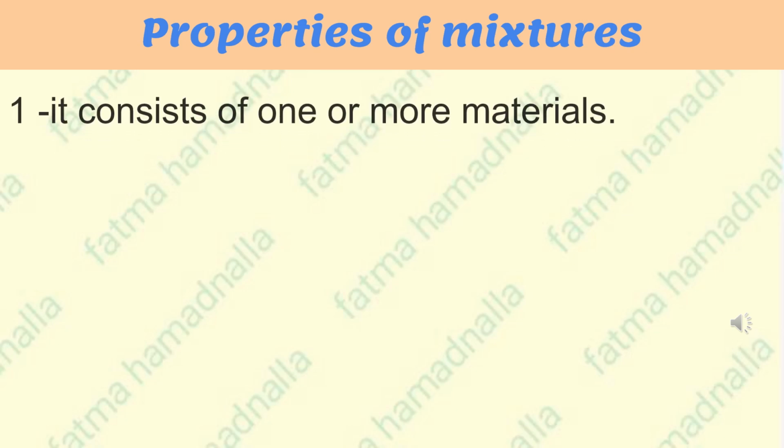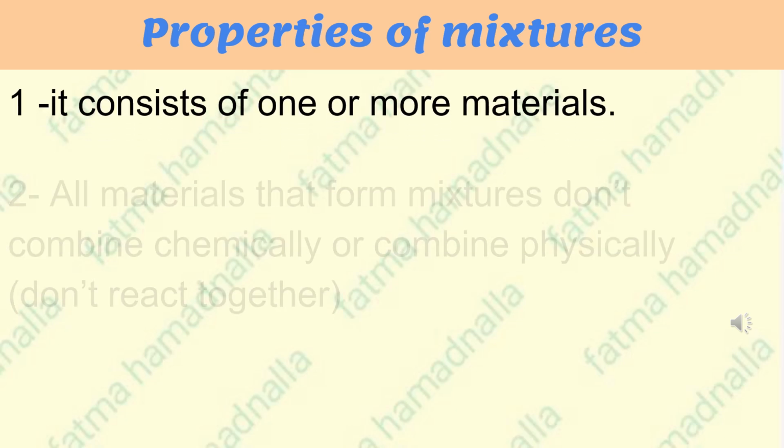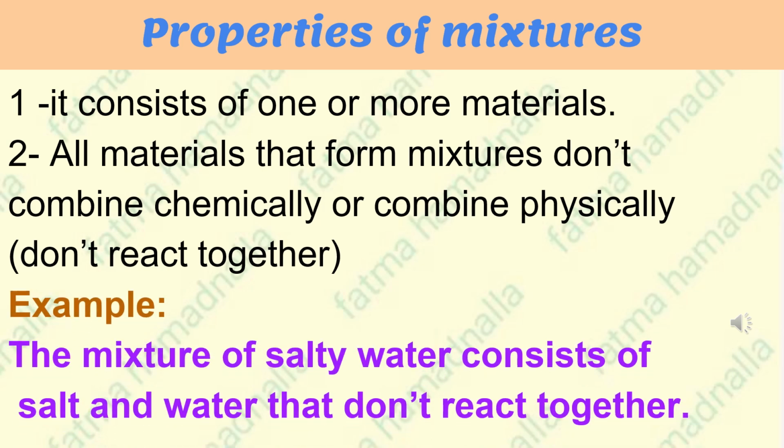Now, let's talk about the properties of mixtures. 1. A mixture consists of two or more materials. 2. All the materials that form a mixture do not combine chemically. They combine physically and do not react with each other. For example, the mixture of salty water consists of salt and water, which do not react chemically but are simply physically combined.